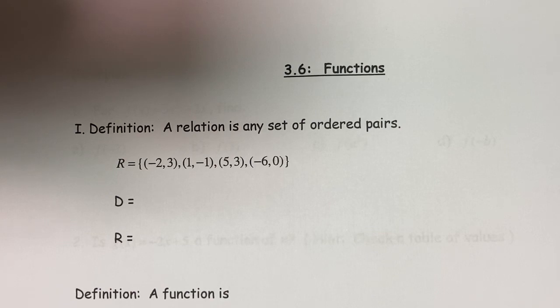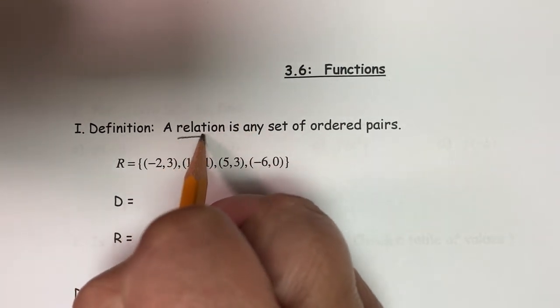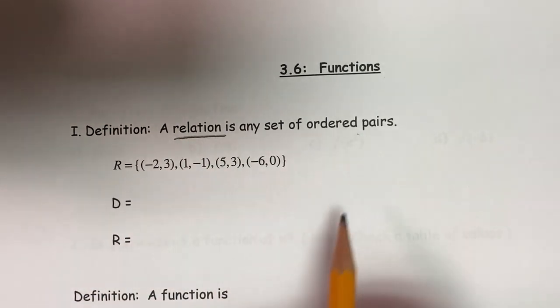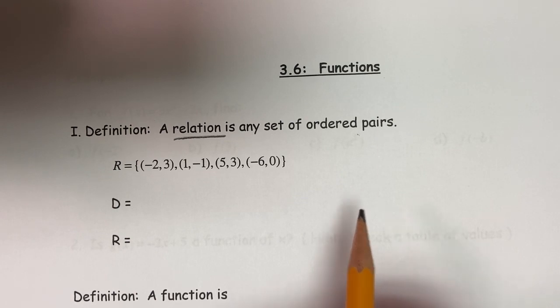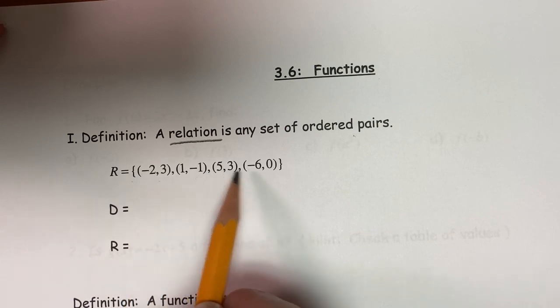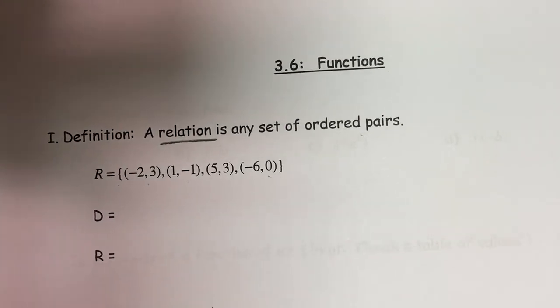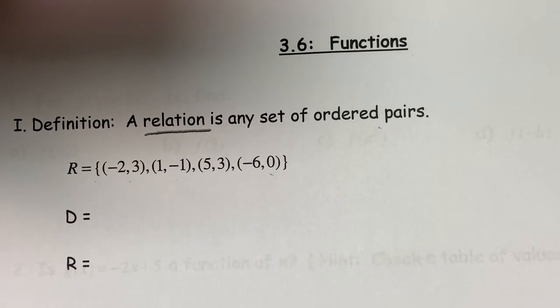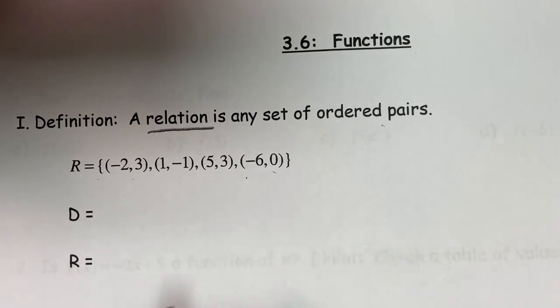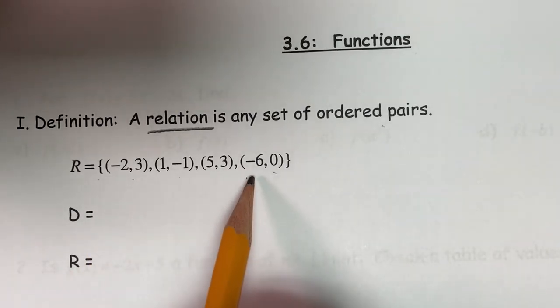So again, before we get into functions, though, we're going to talk about a relation. So what is a relation? A relation is any set of ordered pairs. Any set of ordered pairs at all is considered a relation. So I have an example here. Here's a relation. It has a set of 4 ordered pairs. It can have 1 ordered pair. It can have 5,382 ordered pairs. Mine has just 4 because I'm lazy. So this is a relation, any set of ordered pairs.